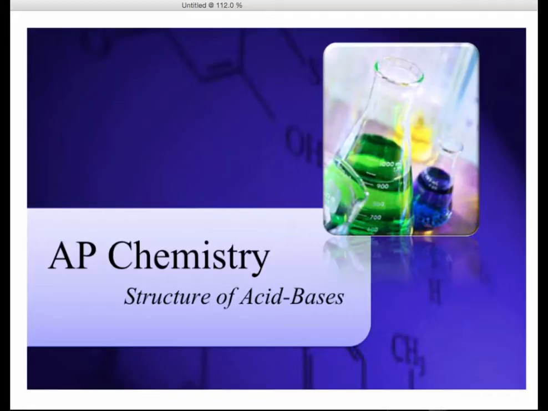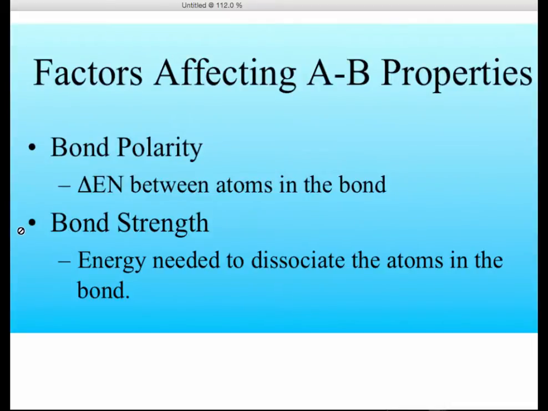Okay, so let's start with the first part, which is to look at the factors that affect acid and base properties. What we're looking at are two things. We're looking at the bond polarity, so how polar the bond is, the positive and the negativity of it. Take hydrogen and fluoride: we're looking at the partial negative and the partial positive. That's what we talk about when we are talking about bond polarity.